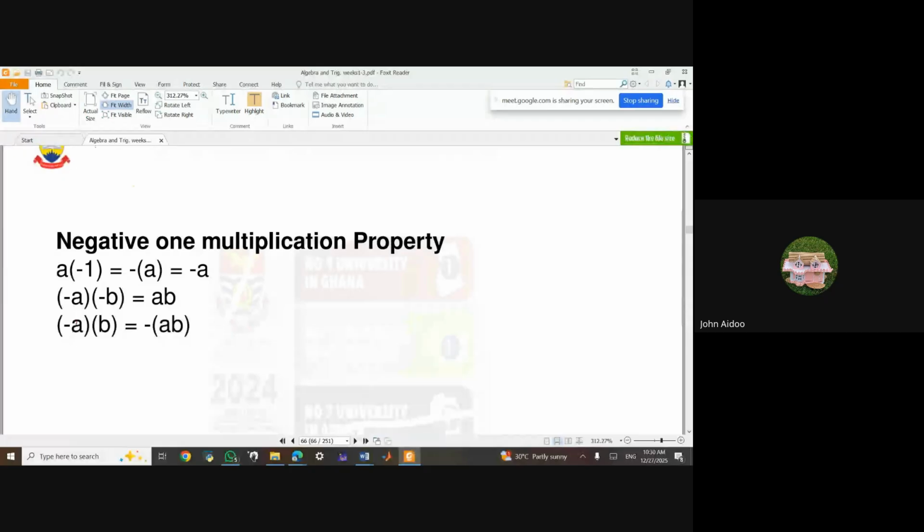You have the -1 multiplication property: A times negative 1 is a negative, which is -A. Then we have -A times negative A is equal to A, and -A is equal to A dot B. Any question before we move on?